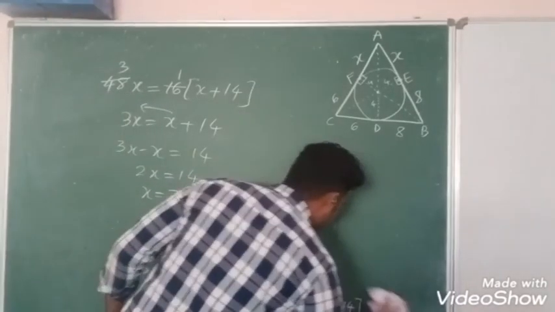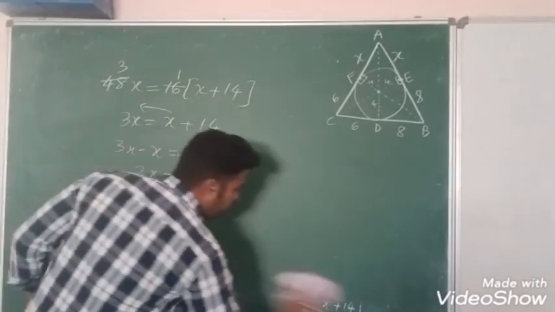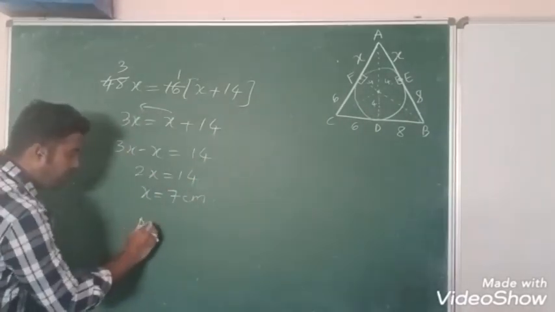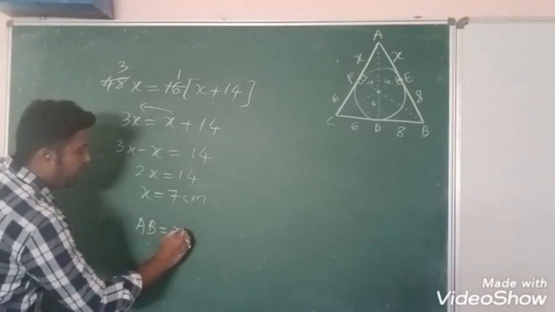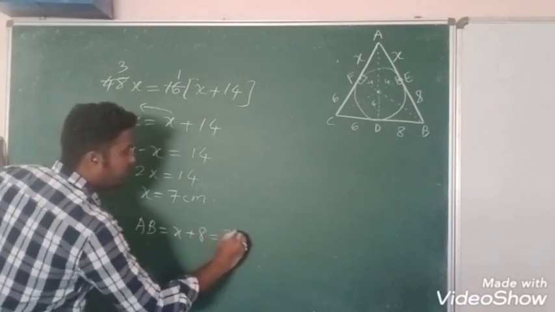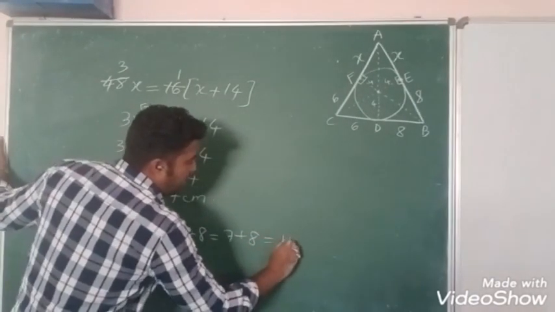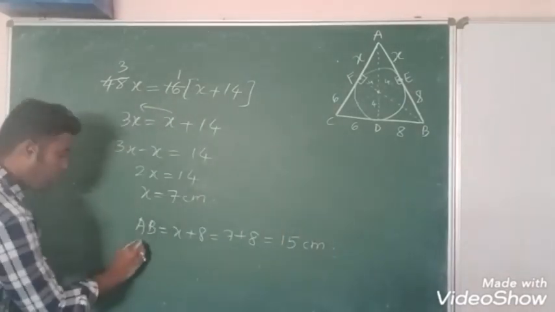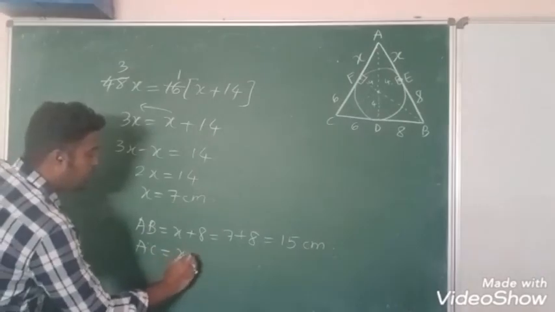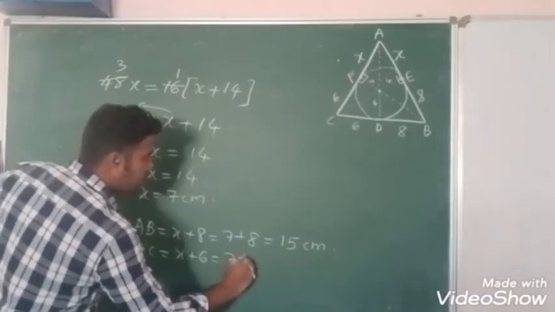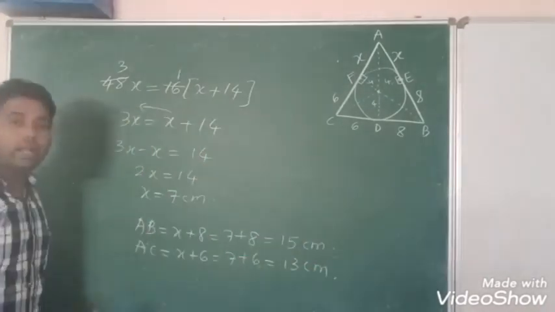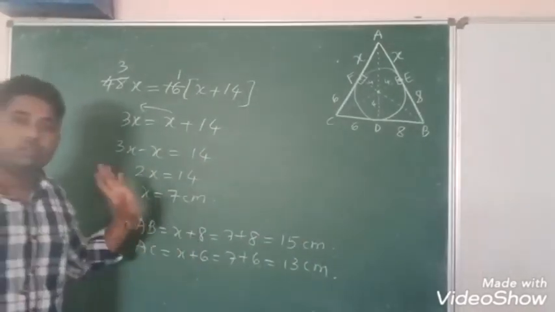Now at last we can get the sides AB and AC. AB is equal to x plus 8, which is nothing but 7 plus 8, 15 centimeters. That is our AB. In the same way, AC is nothing but x plus 6, which is 7 plus 6, 13 centimeters. These two are the required answers. So try it once, it will be clear for you.